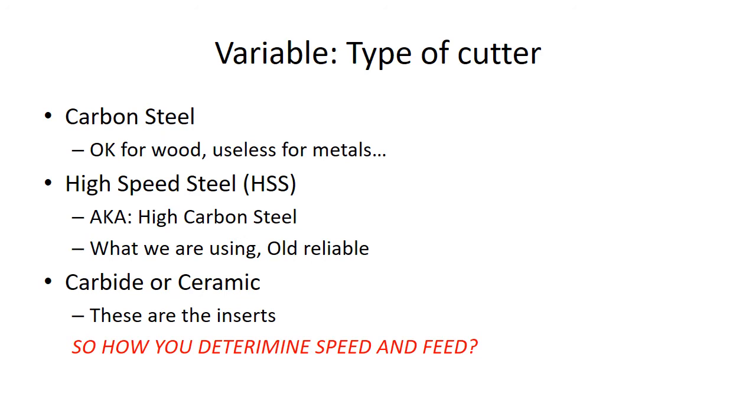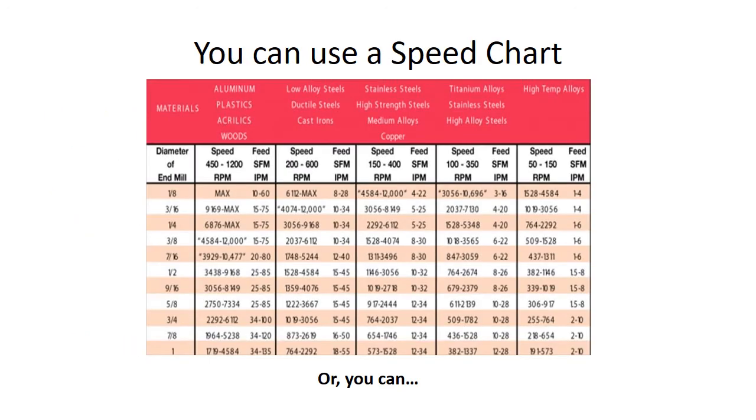So we've looked at all the things. We've defined speed. We've looked at the variables. So how do you actually do it? One way is to look it up on a chart. Whatever the chart, figure the diameter of your end mill, and if you're doing aluminum or plastics, you would go at those particular speeds, and those are the recommended feed rate, the surface feet per minute, or the inches per minute of what's running past your material.